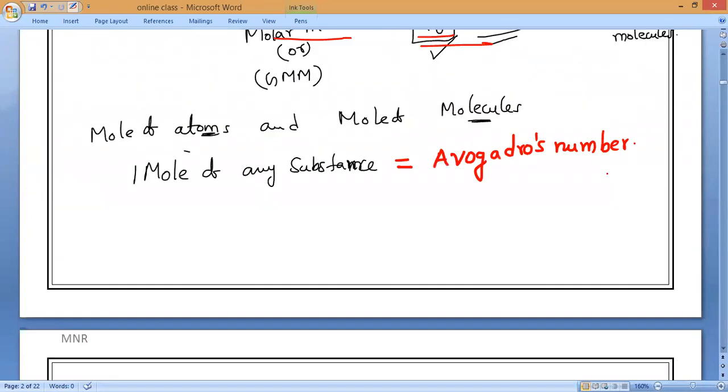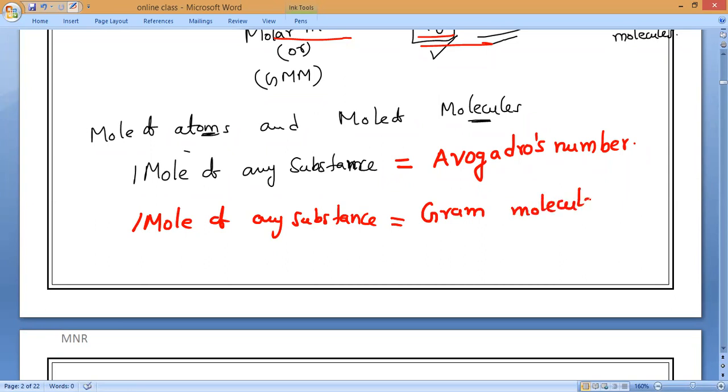So I can say that statement. 1 mole of any substance is equal to, what is another name of molar mass? 1 mole of any substance is equal to the gram molecular mass of the substance. Is it right or wrong? Gram molecular mass of the substance. So that is what you have to remember.